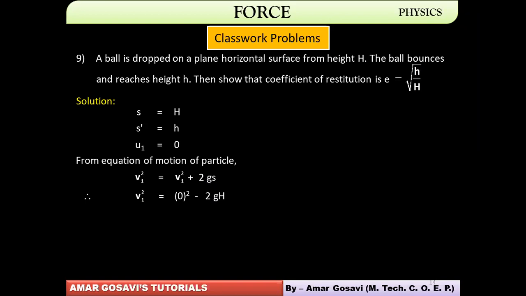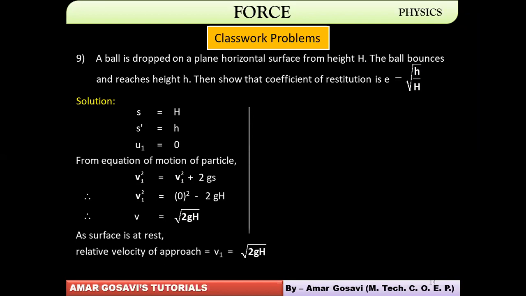Using this, you can get the velocity before collision. This is the velocity before collision, that is root 2gH. And the velocity of the floor is 0. Why? Because it is at rest. So the relative velocity of approach, what will it become? V minus 0. So this is root 2gH minus 0. So relative velocity of approach will be V1 equal to root 2gH. Which H? Capital H. Right.